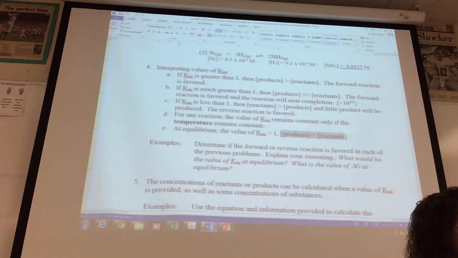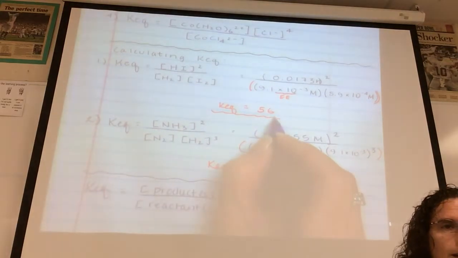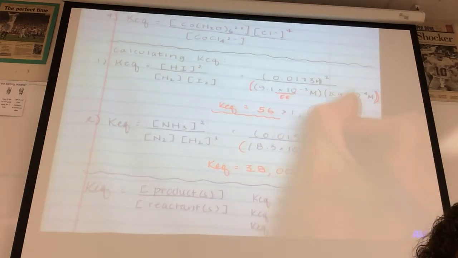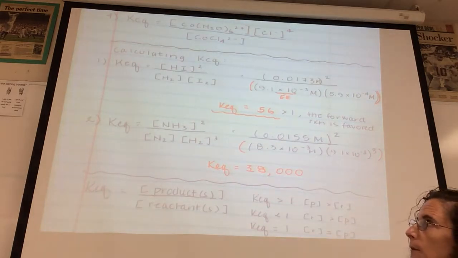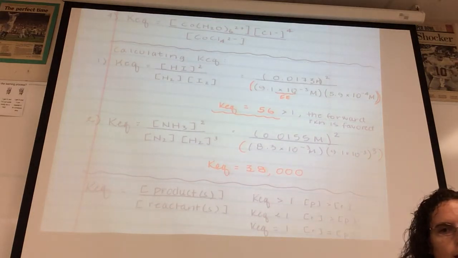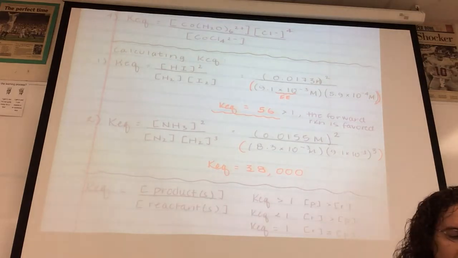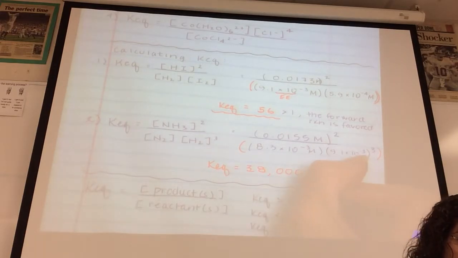So it says determine if the forward or reverse reaction is favored in each of the previous problems. Explain your reasoning. Let's do that before we do the italicized piece. So in the previous problems, we first got a KEQ of 56. Is that greater than 1? Yes. So this is greater than 1. That means the forward reaction is favored. In the second problem, we got a KEQ of 38,000. So which reaction is favored? Forward or reverse? Forward. Why? KEQ is greater than 1. We're going to stay away from "its."